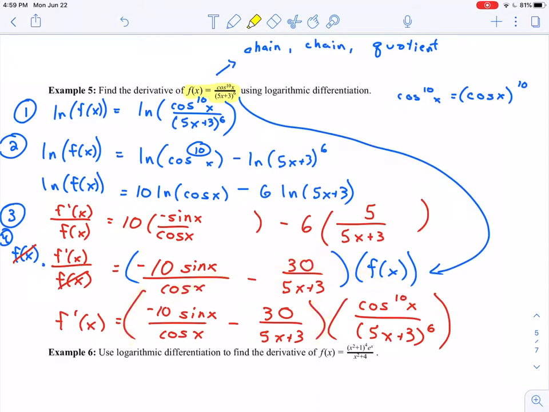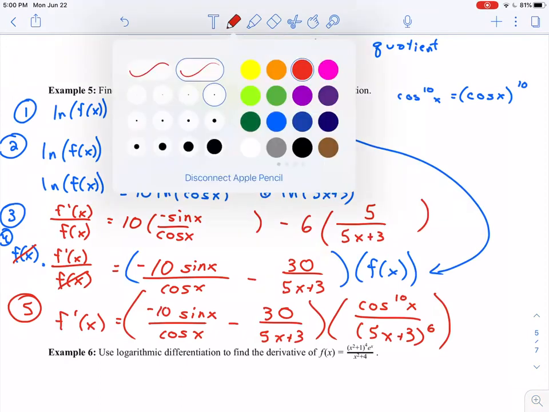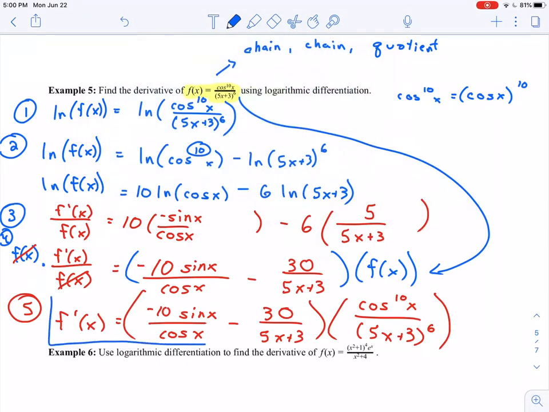Boy, that looks ugly, and I don't really want to simplify it. And actually, that was my step 5, to substitute my original function in for f of x. And this is the part where I say, you know what? Don't worry about simplifying this at all. It's really ugly. You might be able to simplify it, yeah. Is it worth it? Absolutely not. No, I would not bother. So this is my answer. This is my derivative.